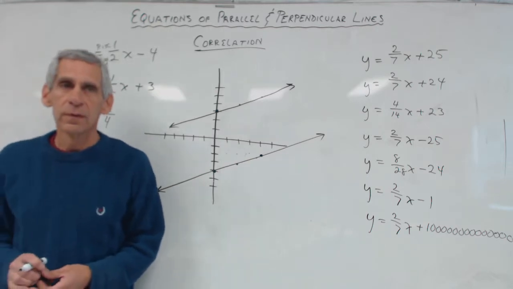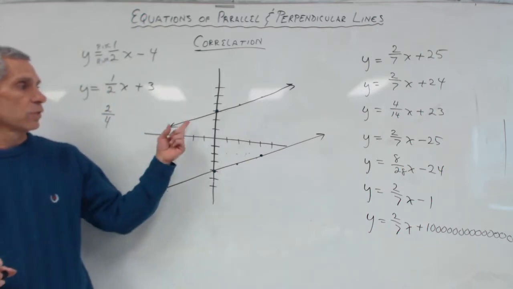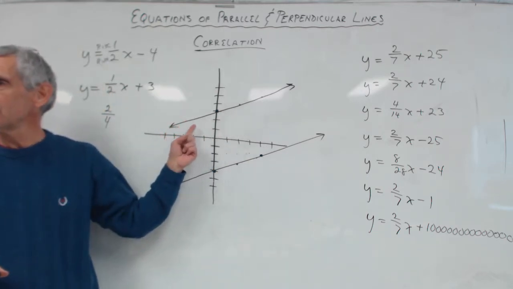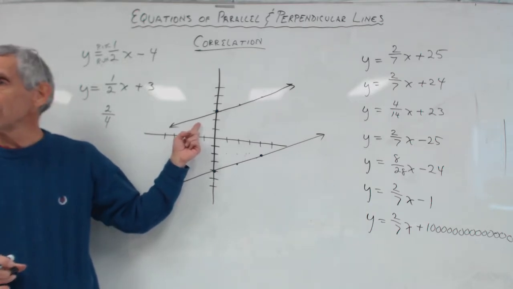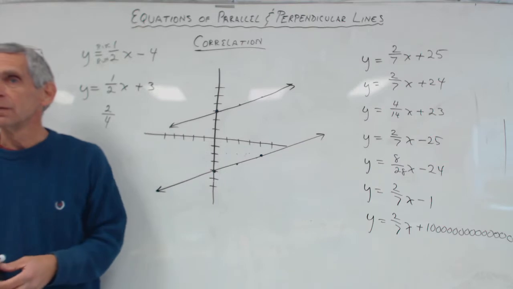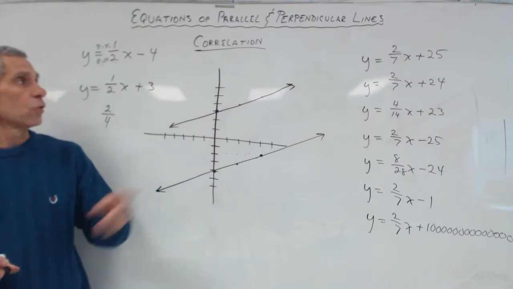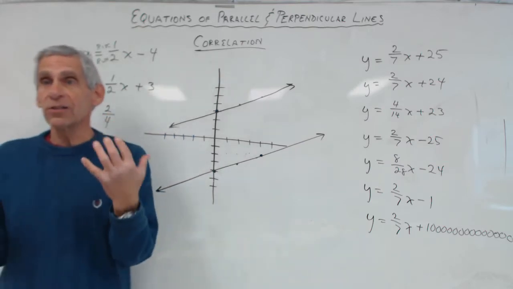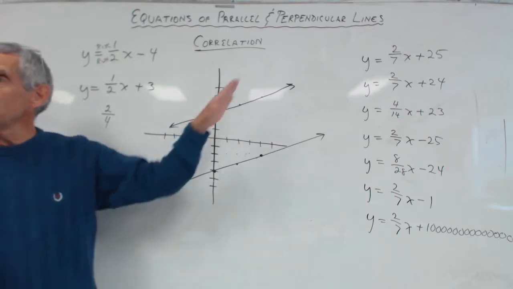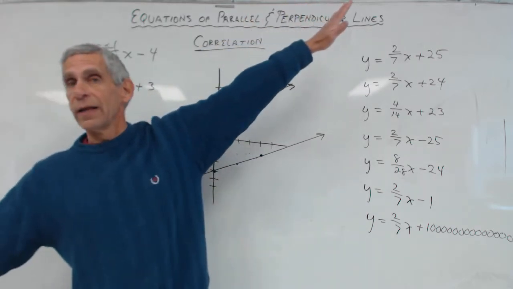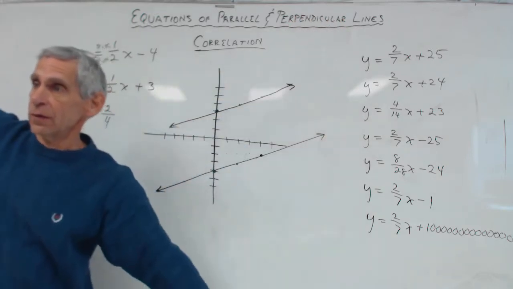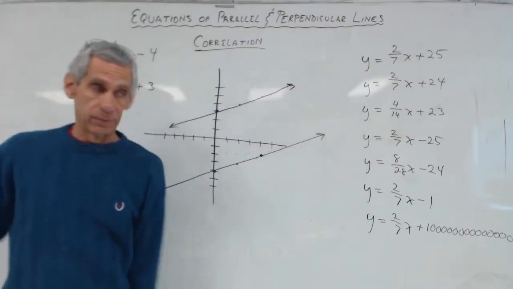Correlation. Does this graph, this line right here, represent a positive or a negative correlation? Positive. So correlation really is like slope. If the slope is positive, the correlation is positive. It's going up to the right. If the slope is negative, it's going to go down to the right.